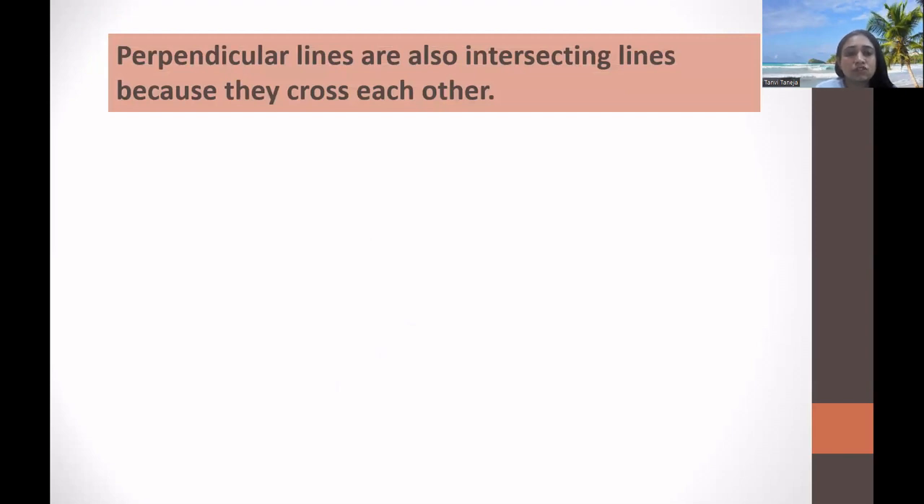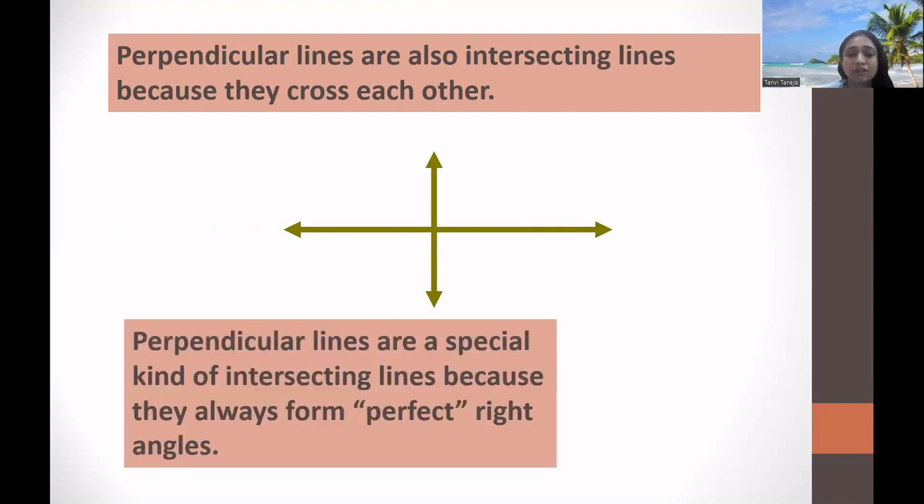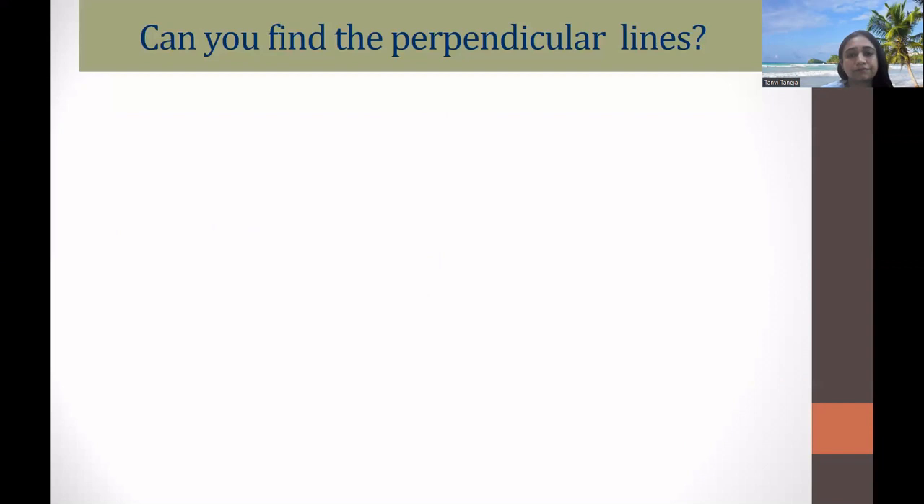So what is the definition? Perpendicular lines are also intersecting lines because they cross each other. See, they are crossing each other, but the question may come into your mind, they must be intersecting lines. No, they are said to be perpendicular lines because they are forming a square corner. They are forming a right angle. They are a special kind of intersecting line because they always form a perfect right angle. See, 90 degrees.